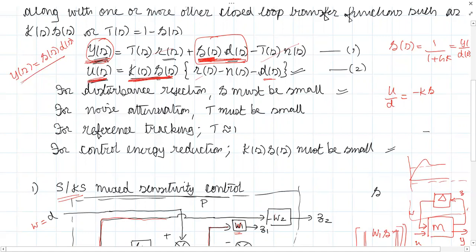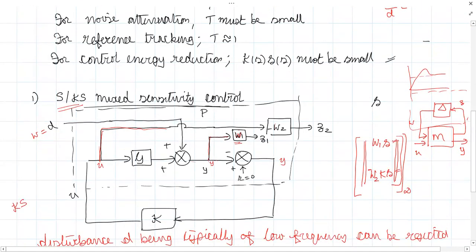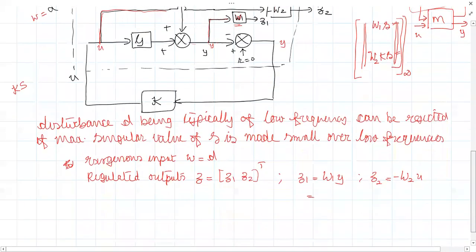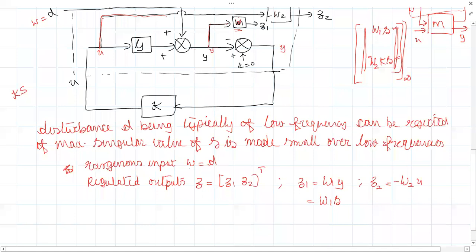Yes, sir. Because I have already told you that noise is insignificant, right? And what is R of s here? R of s is 0. So from this expression you will get y of s equal to sensitivity into disturbance. So instead of y, I can write W1 into sensitivity into D. What is D? D is nothing but W, the external input. So I can write W1 S into W. What is W1? W1 is the weighting matrix.